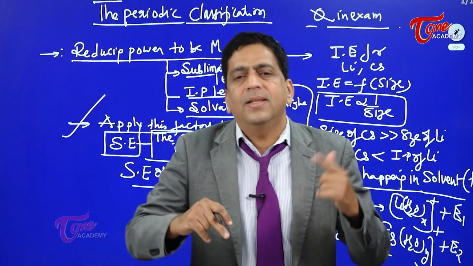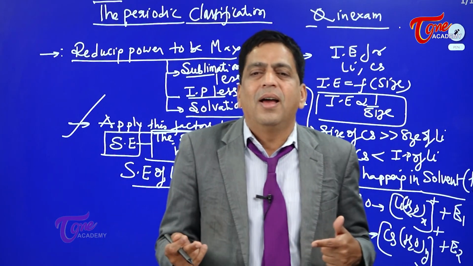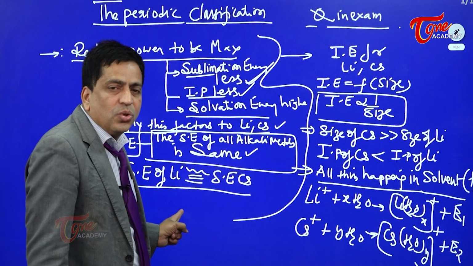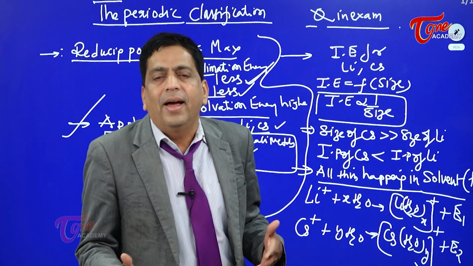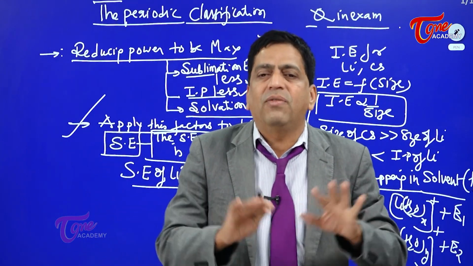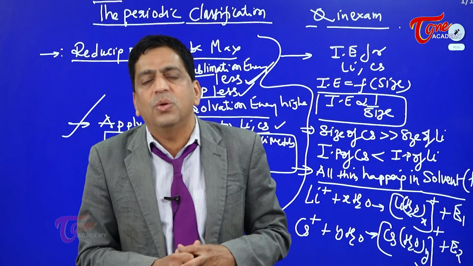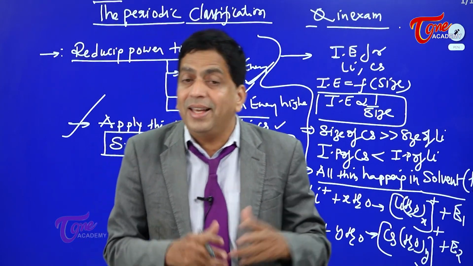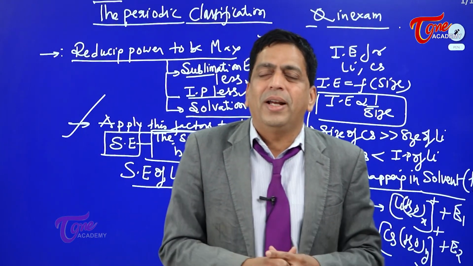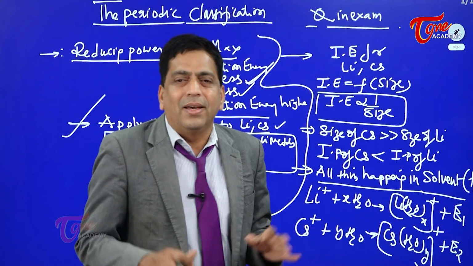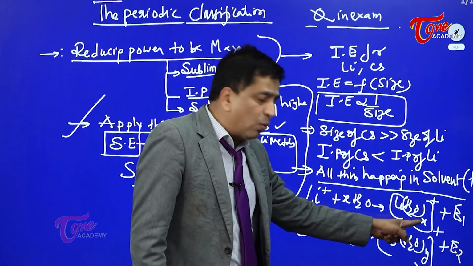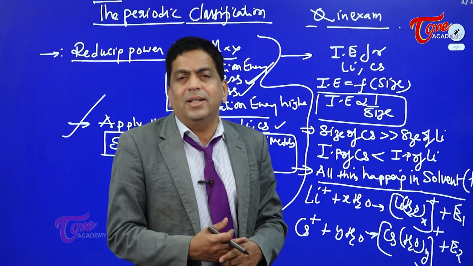And reducing power is the sum total of the ionization energies, the solvation energies, and the sublimation energies. Whosoever's energy released is higher, or net energy released is more, that will be judged as the more powerful reducing agent, or that element will have a higher reducing power. And I was telling you very clearly, as far as solvation is concerned, if you want a greater number of water molecules to surround a particular ion, if the X is to be more, then the size must be lesser.